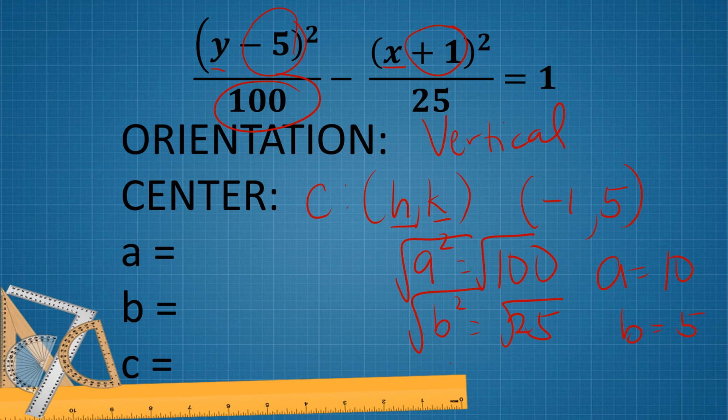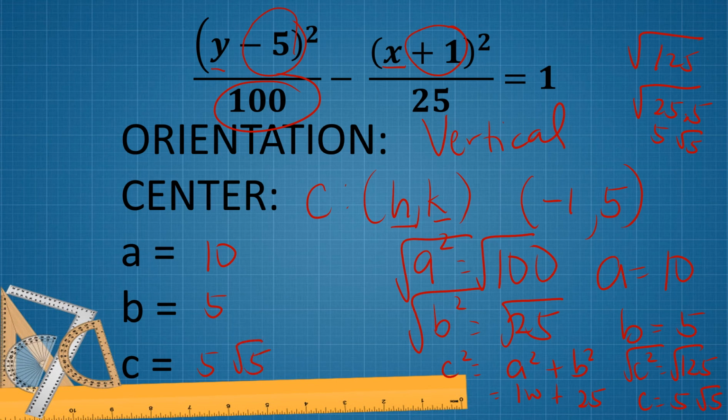To get the value of c squared, we're going to have c squared equals a squared plus b squared. Substituting all the values of a squared and b squared, it will become 100 plus 25. So c squared is equal to 125. Getting the square root of both sides, we can get c is equal to 5 square root of 5. Why does it become 5 square root of 5? Because if we factor 125, it will become square root of 25 times 5. The square root of 25 is 5, so it will become 5 square root of 5. Now, let's rewrite the values of a, b, and c. A is equal to 10, b is equal to 5, and c is equal to 5 square root of 5.